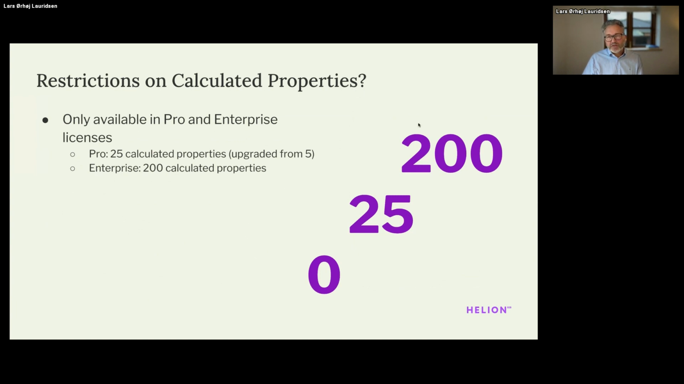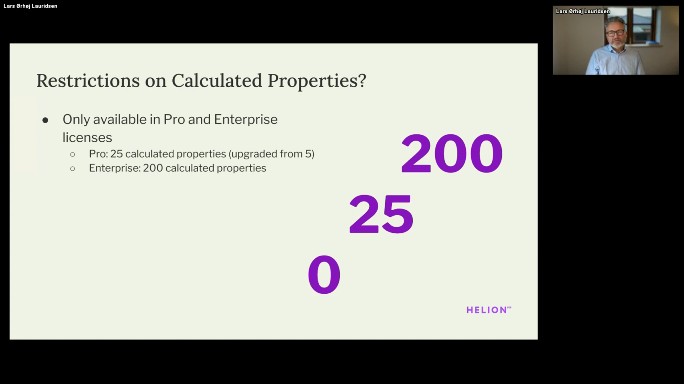Something that is good to be aware of if you start using calculated properties within HubSpot. First of all, it's only available on Pro and Enterprise licenses. And a few months ago, the limit on Pro was, in my opinion, a big limit, because you were only able to create 5 calculated properties on a Pro license, which, when you get the idea of calculated properties, would very fast mean you would run out of calculated properties, which was kind of a shame.